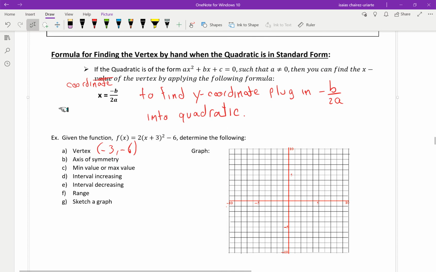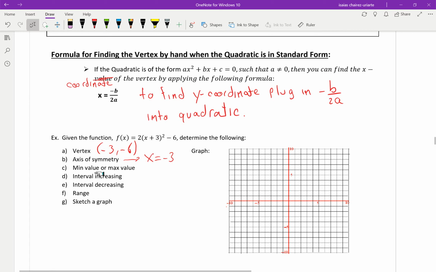What's the axis of symmetry? Well, the axis of symmetry is kind of easy to find. Once you know the vertex, you just think about the x coordinate. And so the axis of symmetry in this case is going to be x equals negative 3.